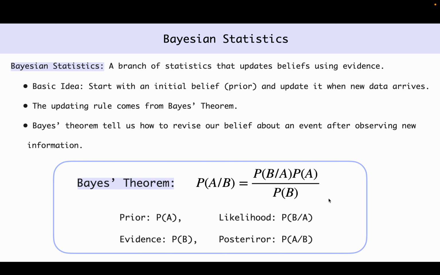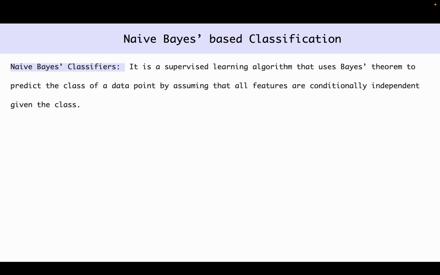Let us now see how this simple Bayes theorem is applied in machine learning based classification, which is called the naive Bayes algorithm. So naive Bayes classification is a supervised machine learning algorithm that uses Bayes theorem to predict the class of a data point by assuming that all features are conditionally independent given the class. So we assume that features are all independent for the given class, and we try to predict the class for the new features which we got at this moment.